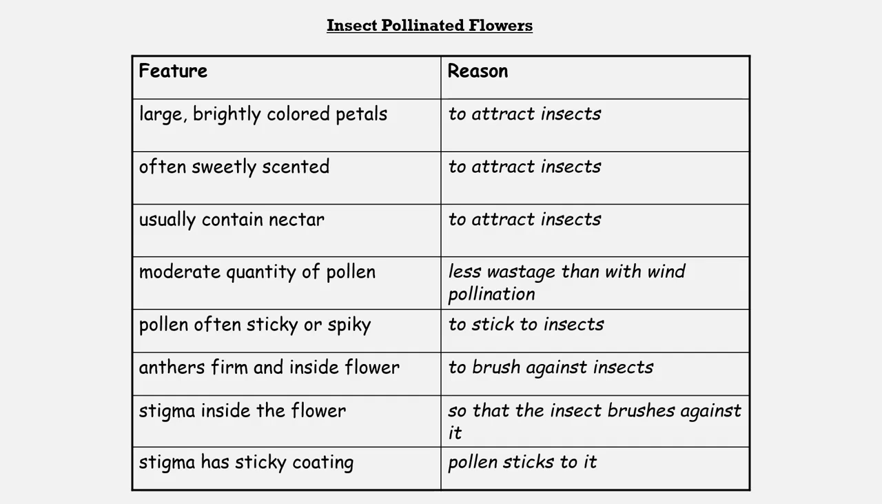Insect-pollinated flowers tend to be large and brightly colored. They're often sweetly scented and contain nectar. They produce a moderate amount of pollen, because a lot of energy goes into producing pollen. And so if you've got an insect that's taking it to another flower, you don't need to produce a lot of pollen. It's often sticky and spiky, so it can stick to the insects. The anthers are firm inside the flower, so they can brush against the insect. The stigma is inside the flower, so the insect brushes against it, and the stigma has a sticky coating so the pollen will stick to it.